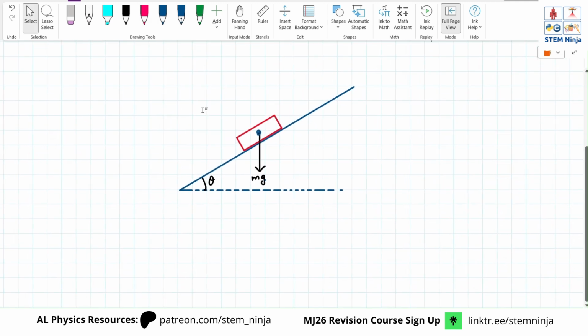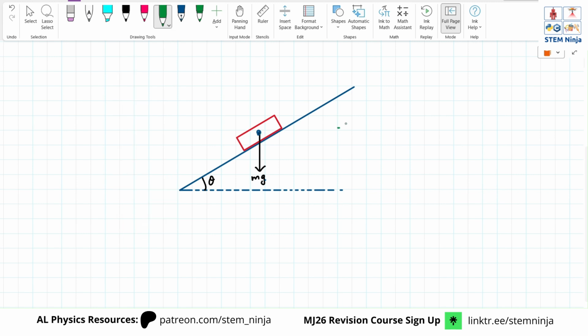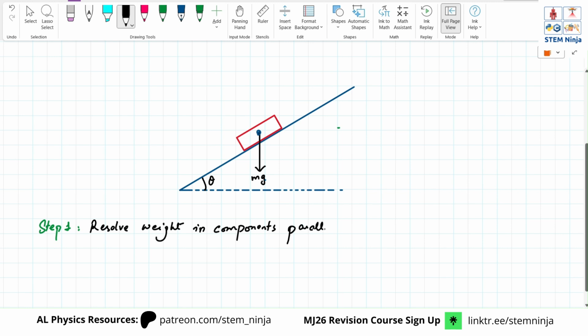Even before doing anything else, the first step is going to be resolving this mg force, which is the weight, and you know that this is acting straight downward. We need to resolve this mg. So, step one is to resolve weight in components parallel and normal to the inclined plane.